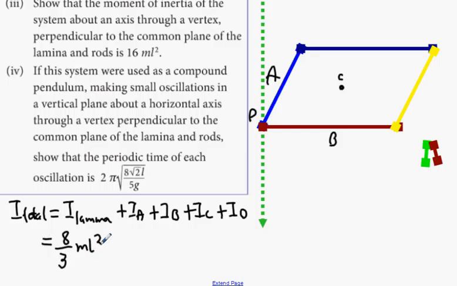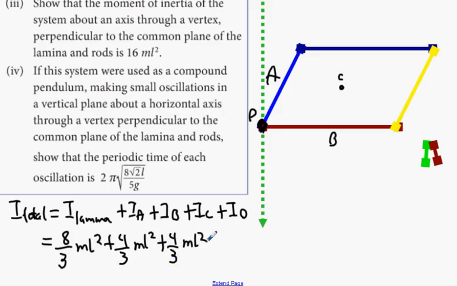Now, IA and IB. What's really convenient about IA and IB? The green axis we're talking about is the end point of both the blue rod A and the brown rod B. So that means that they both must obey 4 over 3 ml squared. Is that alright? As I say, I'll just call this the P, so they're both 4 over 3 ml squared plus 4 over 3 ml squared.